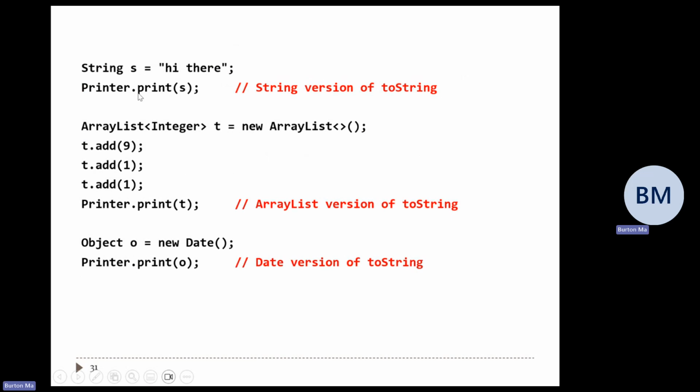So if you use a string and print the string, you get the String version of toString. If you make a list and you print the list, you get the ArrayList version of toString. And if I make a date and pass that to print, you get the Date version of toString. So again, the runtime type, the type on the right-hand side, determines which version of the method you get when you use that object to call a method.